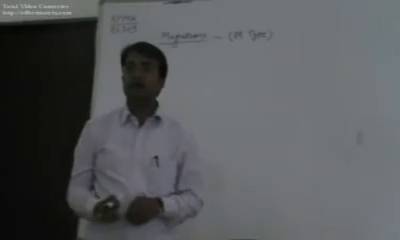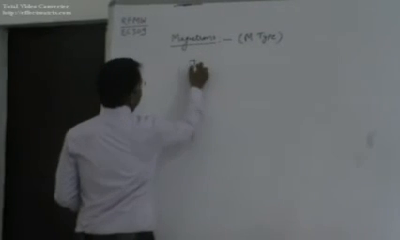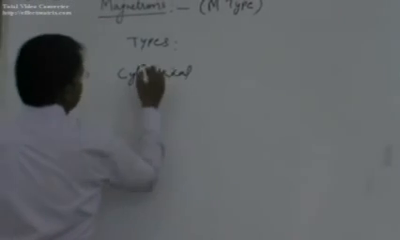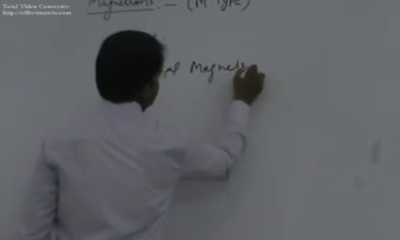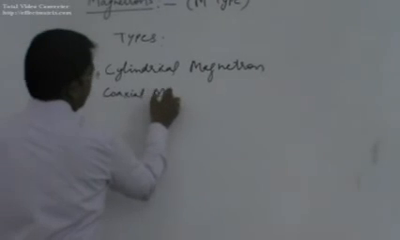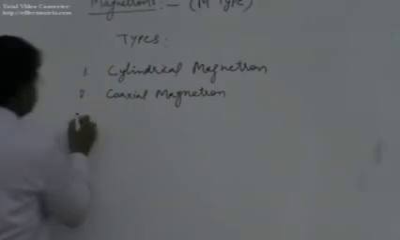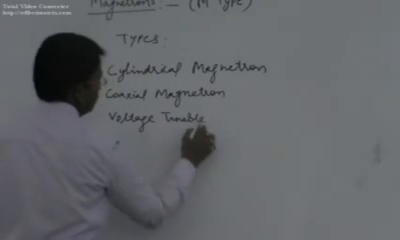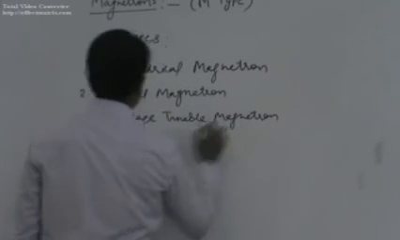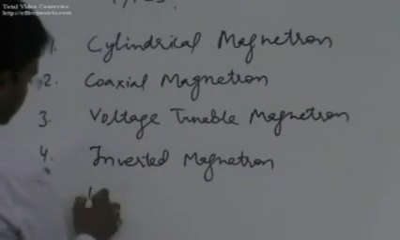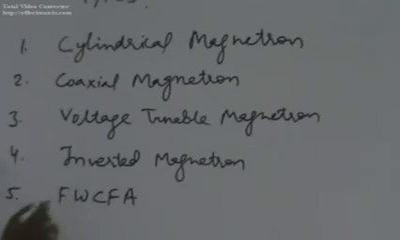The different types of magnetrons which are in use, based on the principle, are cylindrical magnetron, coaxial magnetron, voltage tunable magnetron, inverted magnetron, and forward wave cross field amplifier, FWCFA.